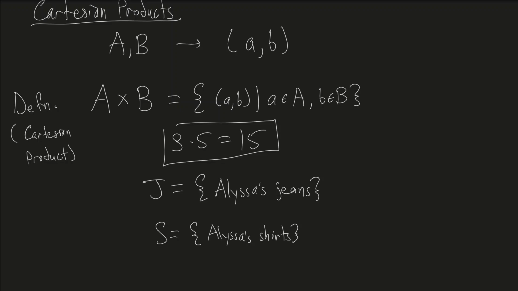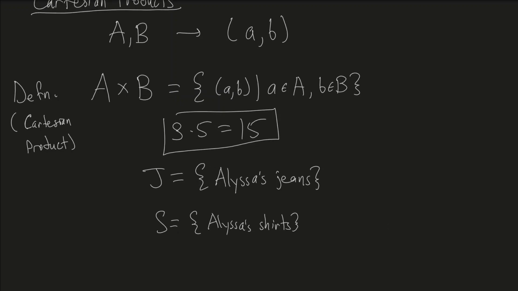And so the set of outfits corresponds to this set that's J cross S, the Cartesian product of J and S. So if I wrote it specifically, the ordered pair would be a jean and a shirt. So it's a set of possible ordered pairs of a pair of jeans and a shirt. And this corresponds to the set of possible outfits.